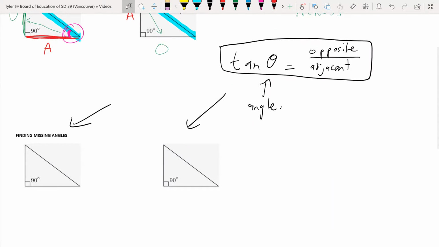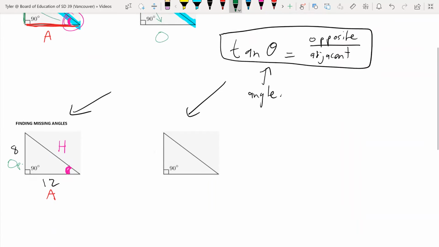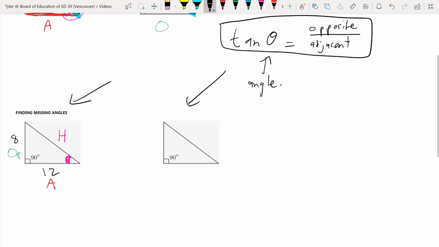So, looking at this first triangle, let's give it some numbers, 8, 12, whatever. Okay, the very first thing I'm going to do is label the three sides. So across from here is my hypotenuse. And we're going to find this angle. So we've got the hypotenuse there, the adjacent's going to be this one, and the opposite's going to be this one. So I'm going to write my equation, tan theta equal to opposite over adjacent.